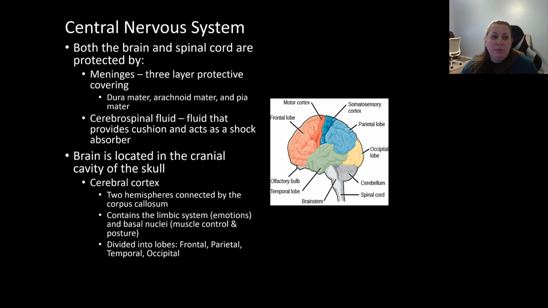So your central nervous system, let's talk about your brain a little bit. This is both your brain and your spinal cord, and they are protected by a special covering of tissue called the meninges. The meninges have 3 layers to them. The dura, which means tough mother, and it is really tough. You can't hardly break it. We also have the arachnoid mater, which kind of looks like a spider web type layer, and then the pia mater, which is real delicate right up against the tissue.